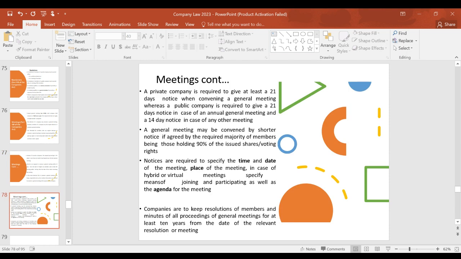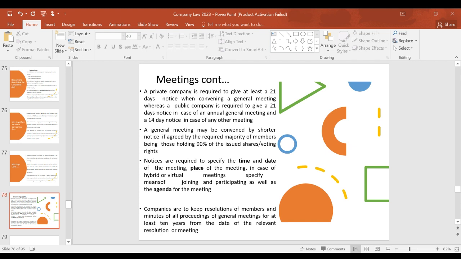Now, we also have the private company requiring that at least 21 days notice be given, especially if the meeting is being called by the directors, the 21 days notice be given to the members. So within that 21 days requirement, it will highlight several aspects of that meeting, the nature of that meeting and the agenda to be discussed within that meeting.